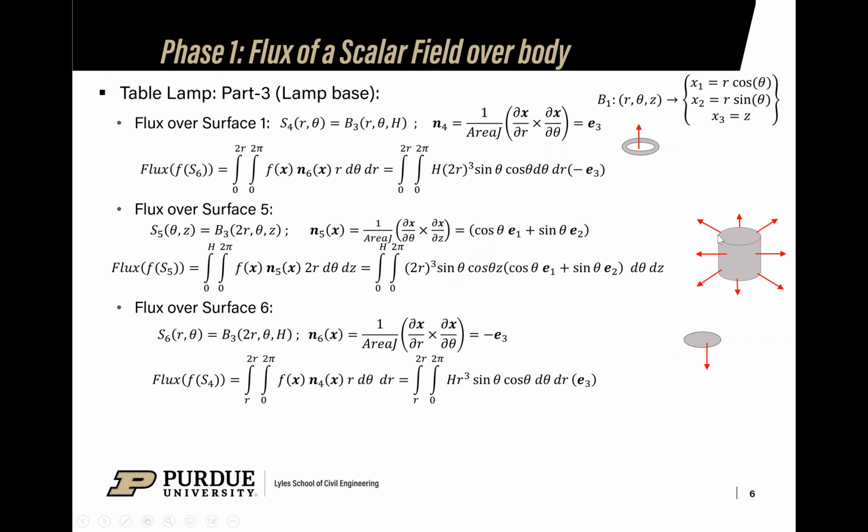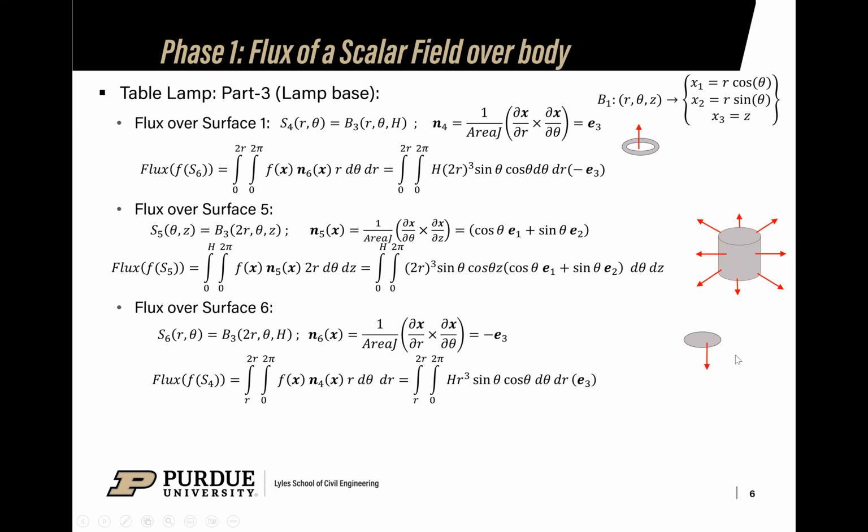And for surface 5, which is the cylinder, it is similar to the cylinder in the previous part, so the normal here is also similar. And for surface 6, it is just a circle with a negative E3. So this is how we calculate the flux, that is basically integrating with the respective limits, and then it's a multiplication of the function and the normal vector. So this is how the scalar field turns out to be.